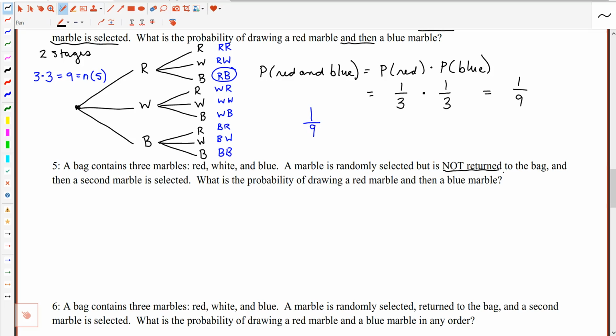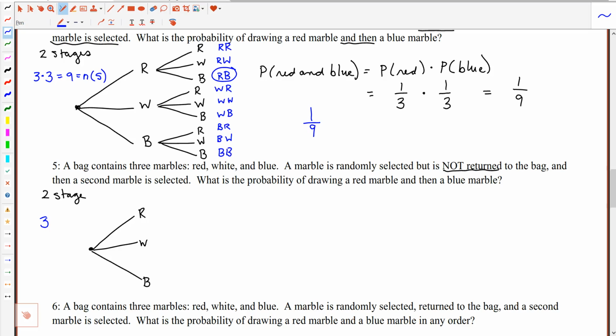Now this one's going to be a little bit different. To visualize what's going on, on the first pull you could get a red, a white, or a blue marble. So you still have the 3 possibilities for the first pull, and this will still involve a 2-stage experiment. You're still pulling 2 marbles out. So there are 3 possibilities for the first stage. Now the key thing here is once you pull a marble out, you're not going to put it back in the bag. It's going to remain out.